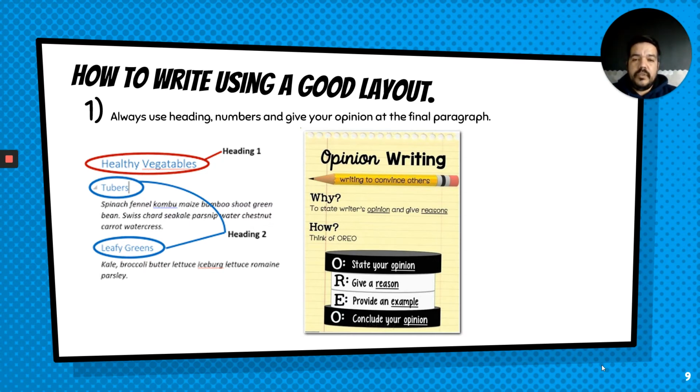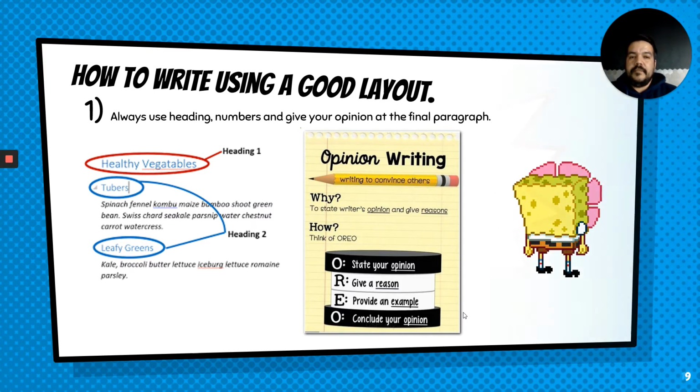We are going to use this Oreo thinking, where each letter shows the way you have to write your opinion. First, you have to state your opinion, then give a reason, provide an example, and then conclude your opinion. If you see here, O means opinion, R reason, E example, O opinion: Oreo, opinion, reason, example, opinion. Amazing, right?